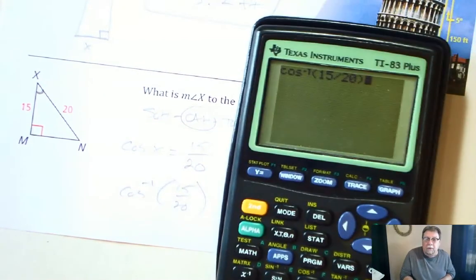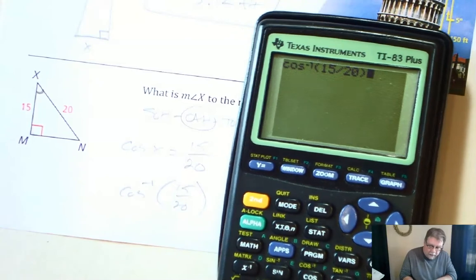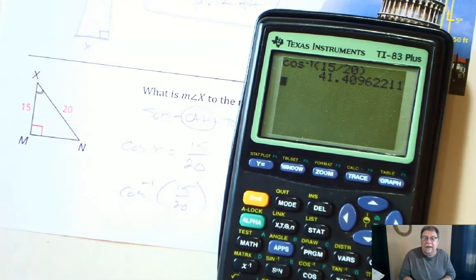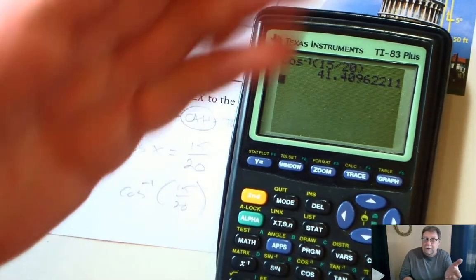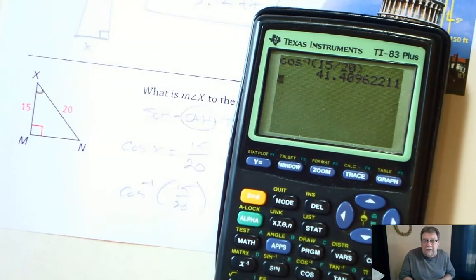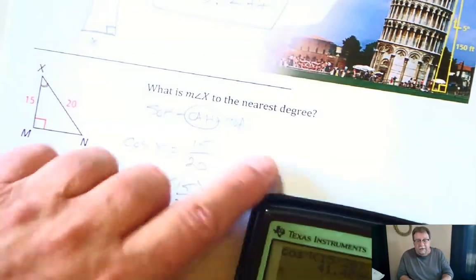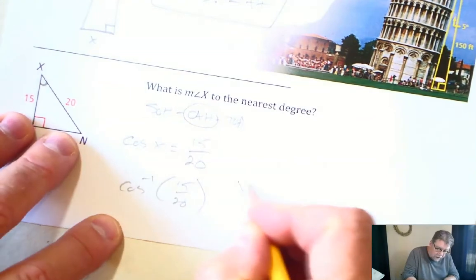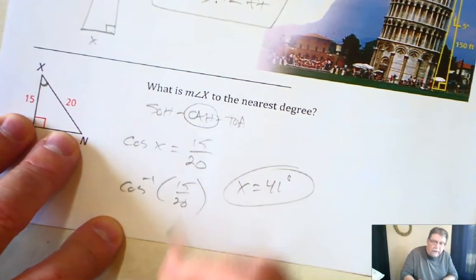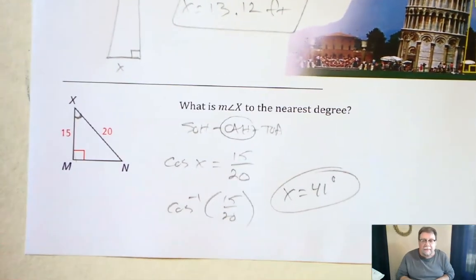You want to practice this with your calculator. So that's going to give me the angle measure. And that's going to be, since I was in degree mode, this is in degrees, 41 degrees, since I want the nearest degree. So this is going to be x is 41 degrees. And there's that one. There's your notes and your examples for our trigonometry H.3.